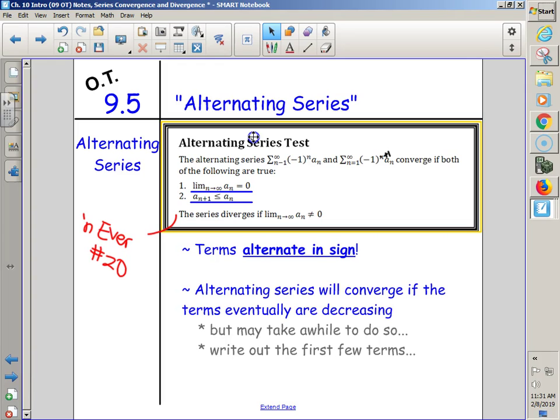So long story short, the terms need to alternate in sign. The alternating series will converge if the terms eventually are decreasing. Why am I saying eventually? There can be a little fluctuation, but what do I need? I could separate out all of the fluctuation. I could start my series at whatever bound from which it then decreases forever. Does that make sense, like you just saw me do? I can separate the terms and say, okay, forget the first 3. I mean, don't forget them, write them, but then plus the sigma from where you are decreasing. I'll test you. So I can separate. It may take a while to do so. Write out the first few terms to make sure that you're doing it legally.